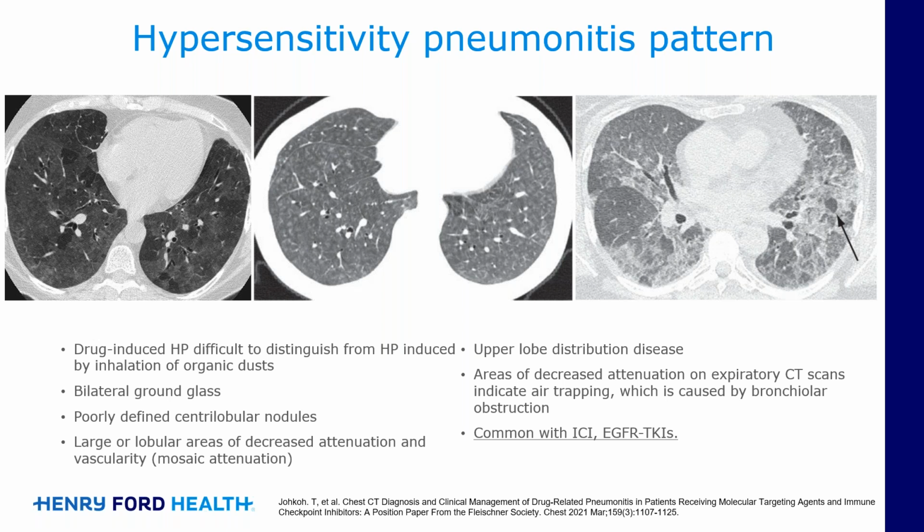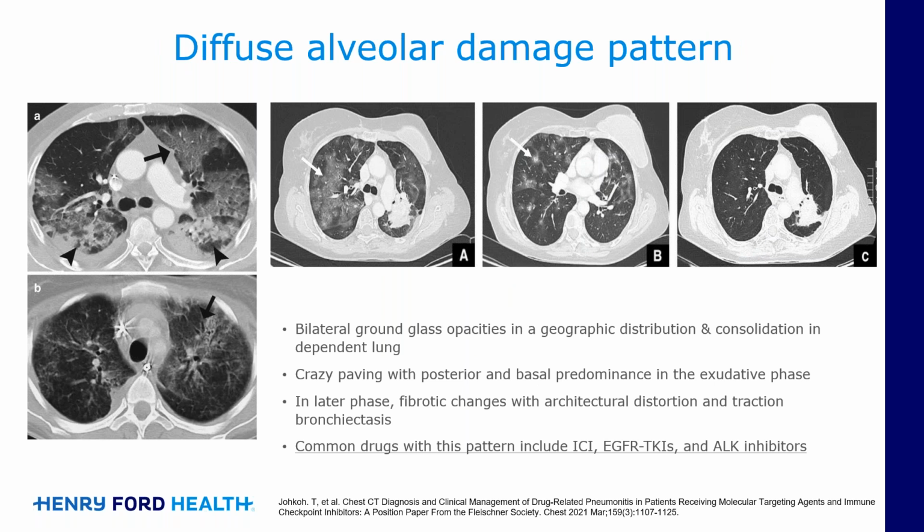HP pattern: again, drug-induced HP pattern is indistinguishable from HP that is induced by organic dust. Centrilobular nodules, poorly defined, and here on the right we have something called the tree-in-bud sign, which used to be called the cheese appearance, right? So there are different patterns there, but the tree-in-bud sign is the more important one that we talk about now. That can also be seen in drug-induced hypersensitivity pneumonitis, and the HP pattern can be seen with immune checkpoint inhibitors and the EGFR tyrosine kinase inhibitors.